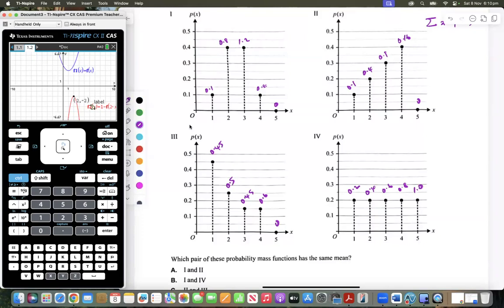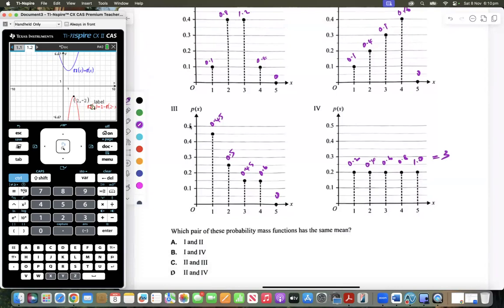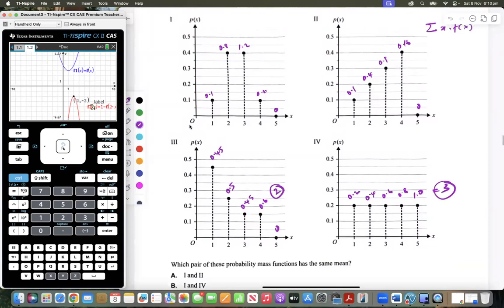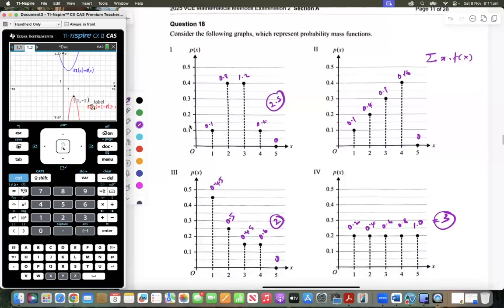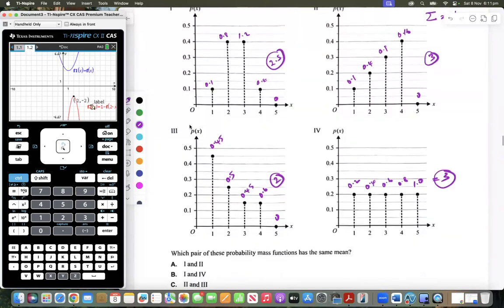Add them together. This is 3. Add that together: 2.1, 2.5. One more solution. Yeah, these two answers are equal.